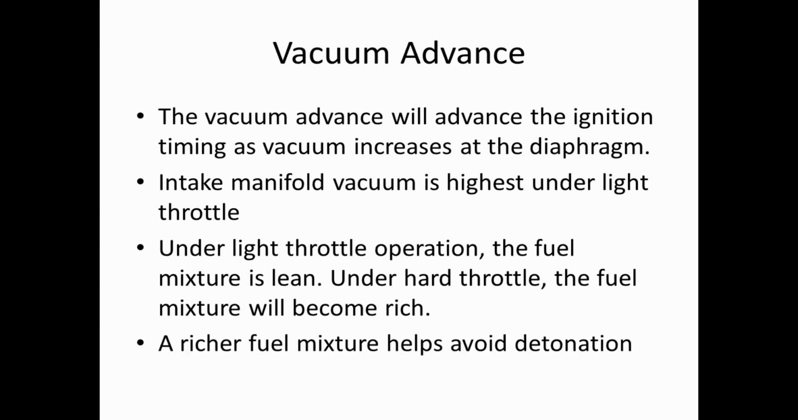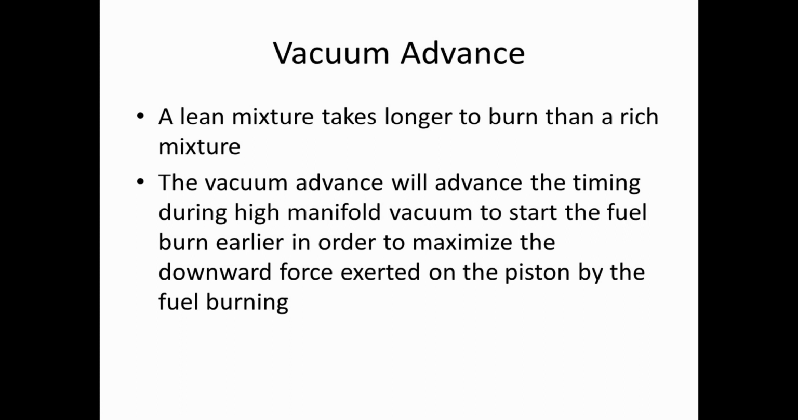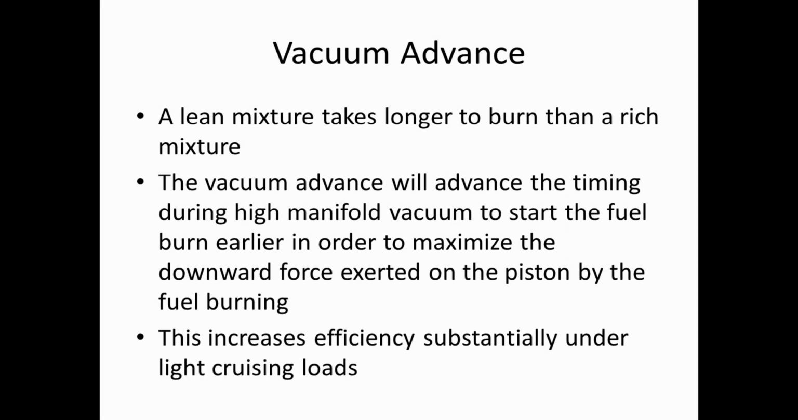A richer fuel mixture will actually help avoid detonation, but it doesn't run as efficiently. So a lean mixture actually takes longer to burn than a richer fuel mixture. So what the vacuum advance does is it advances the timing during high manifold vacuum to actually start the fuel burn earlier, and that again maximizes your downward force exerted on the piston by the fuel burning. This increases your efficiency substantially under light cruising load.